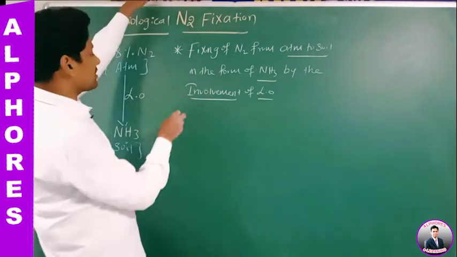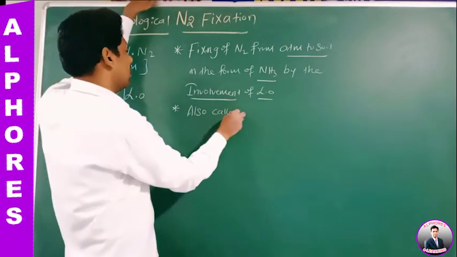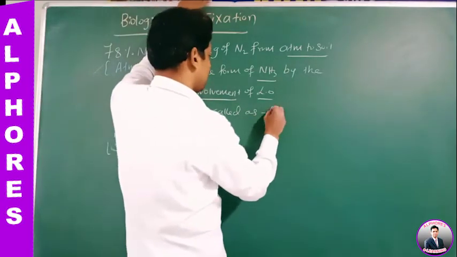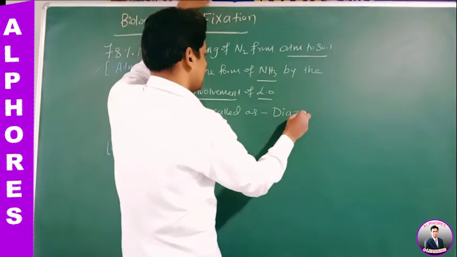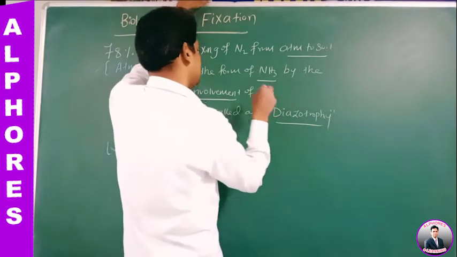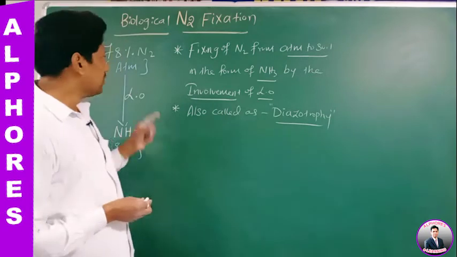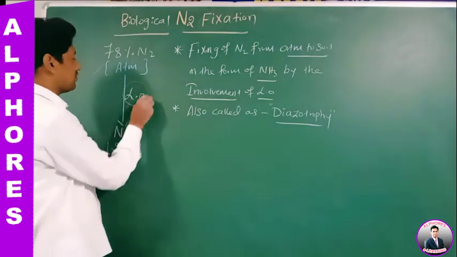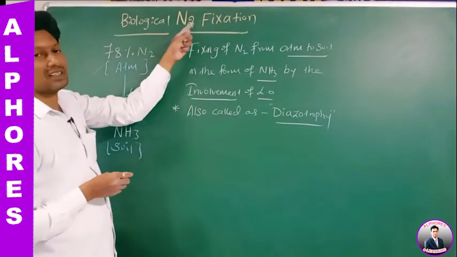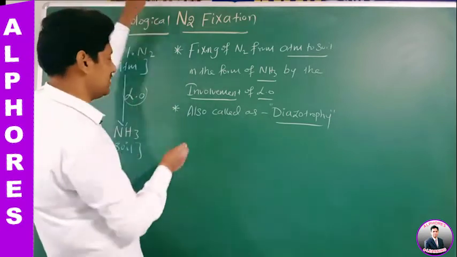This biological nitrogen fixation is also called diazotrophy. We are saying that biological nitrogen fixation involves living organisms. These living organisms involved in biological nitrogen fixation are called nitrogen fixers or diazotrophs.